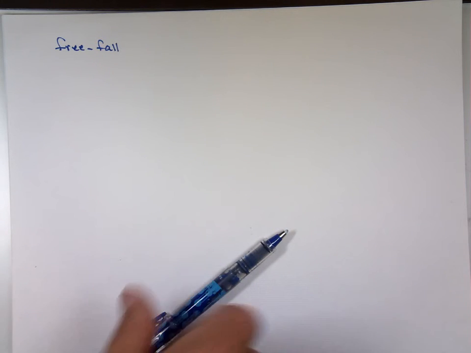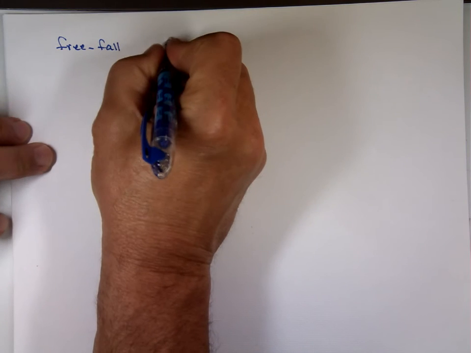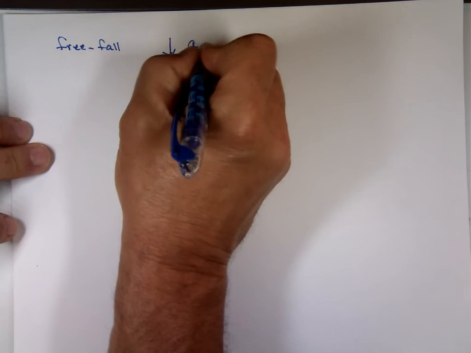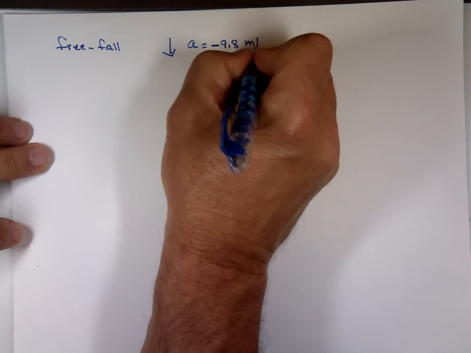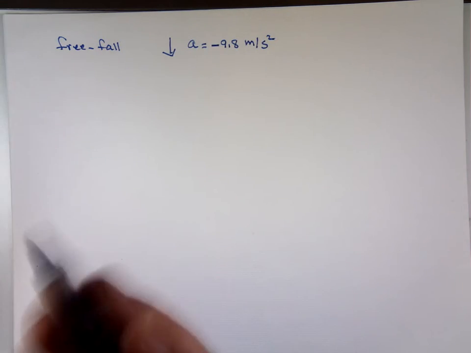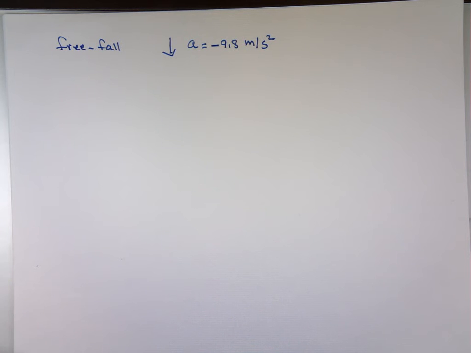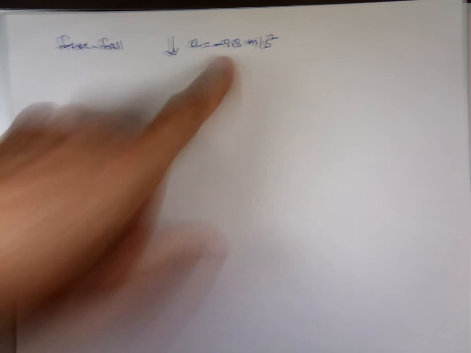Well, in free fall, you know that the acceleration is down, and that's negative 9.8 meters per second squared. Even when you throw the pen upward, once it leaves your hand, the acceleration is pulling down on that pen at the rate of 9.8 meters per second squared, always.